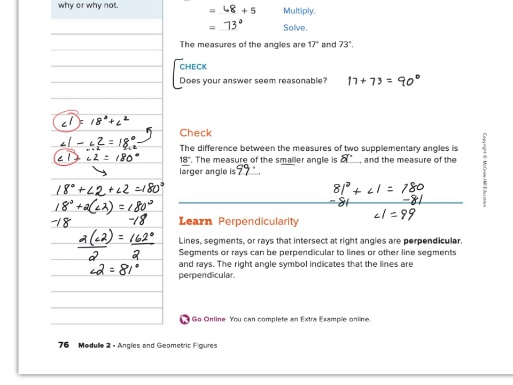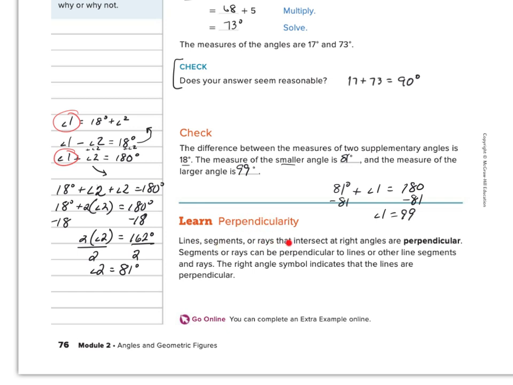Okay, looking back at that problem, I will just say that instead of using angle 2 along the way, you could have used x and y. It would have worked out the same. So it's just how well you want to work with your variables. Now looking here, next, perpendicularity.